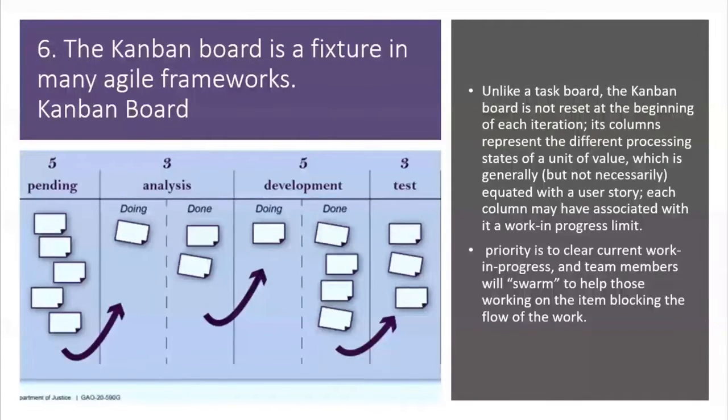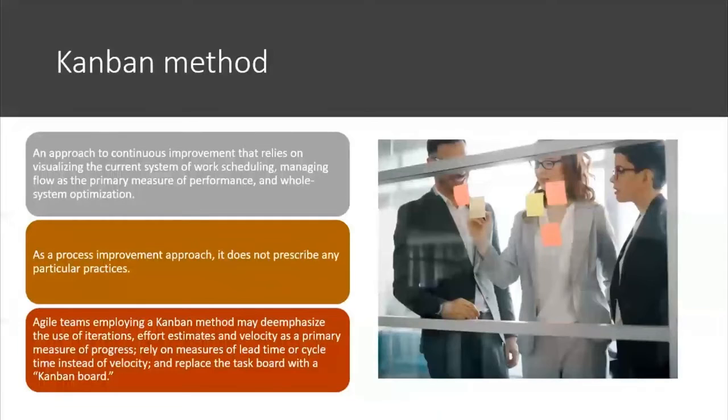The priority is to clear current work in progress, and team members will swarm to help those working on the item blocking the flow of the work. You might hear the term Kanban method. We could define this as an approach to continuous improvement that relies on visualizing the current system of work, scheduling, managing flow as the primary measure of performance, and whole system optimization.